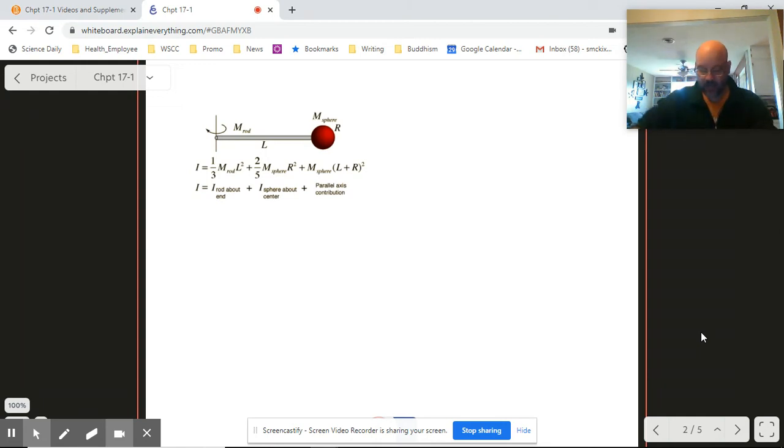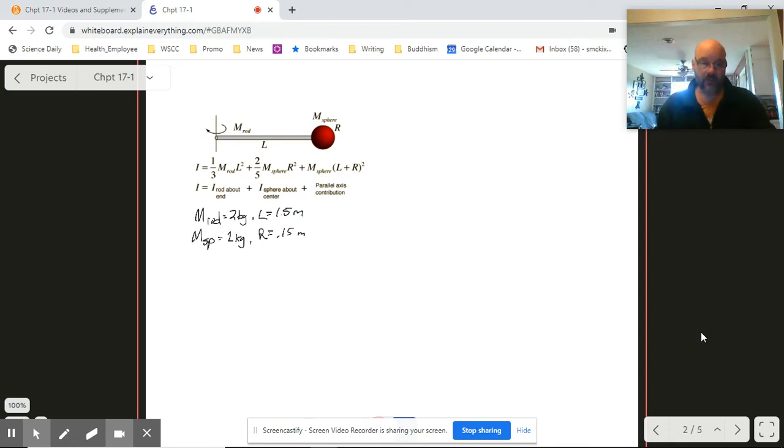Okay, so we've got our situation here. I want to put some numbers on here for us just so we can have a little more to work with and actually get some numbers. And so let's suppose that the mass of the rod is actually 2 kilograms. And let's assume that its length is 1.5 meters. And then for the sphere, we're going to say the mass of the sphere is just 1 kilogram. And its radius is just 0.15 meters.